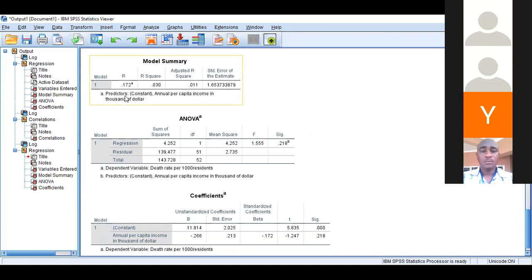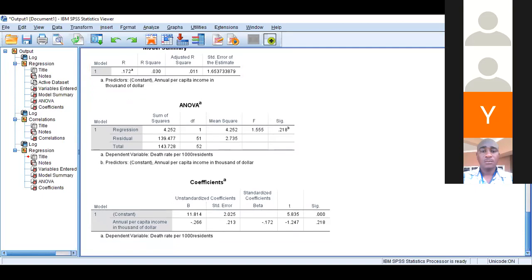Look at the R. The correlation with annual per capita income is a negative correlation, minus 0.172. But what you just see is 0.172, because when you are running the regression, the R does not give you the sign of the direction. But just look at the R square. The correlation is the R square. Can you see the R square is 3% now? If you remember, the doctor availability is 1.5%.